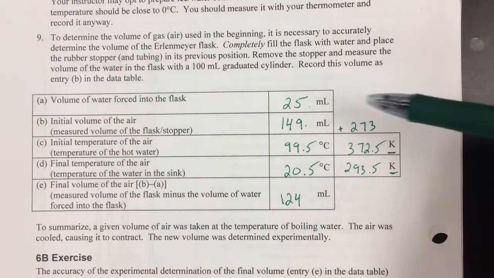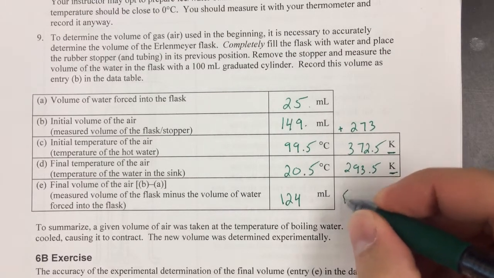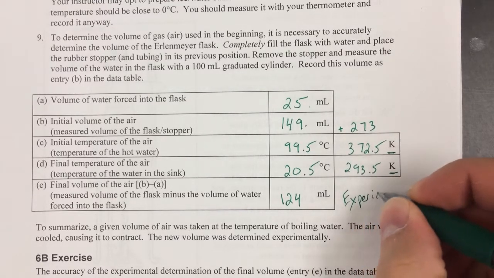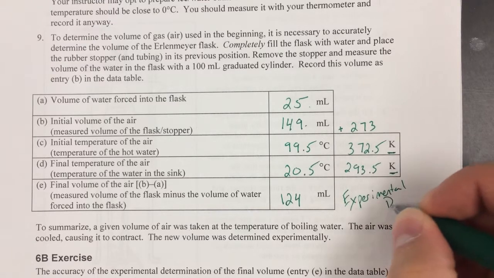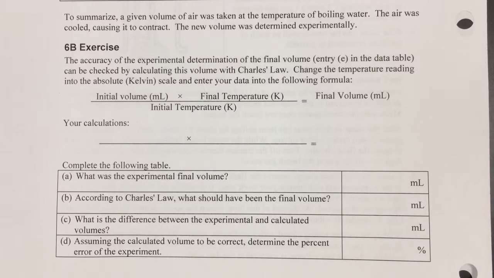So all of this information that we have in the top part of our data table, this is all from the experiment. So we call this our experimental data. So Charles' law, just like any of the other gas laws or any other scientific law that we've studied or will be studying, they have predictive power. Theories can explain why things work. Laws are able to provide predictions for us.